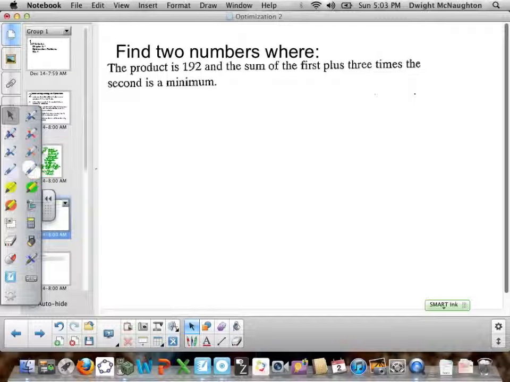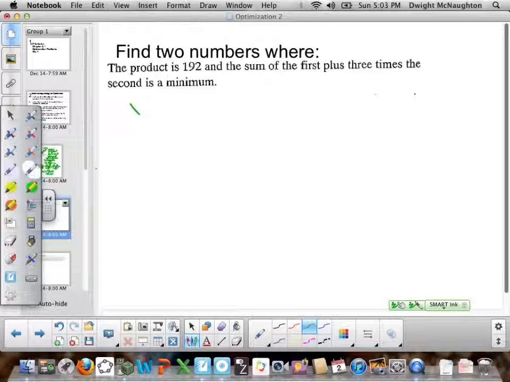Find two numbers where the product is 192 and the sum of the first plus 3 times the second is a minimum. So the two numbers are x and y. The product is 192 and the sum of the first plus 3 times the second is a minimum. That's our sum. Well, the product, xy, equals 192.